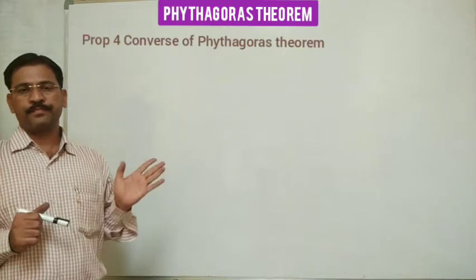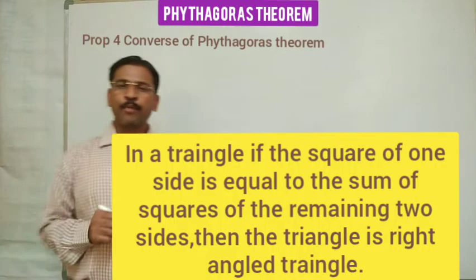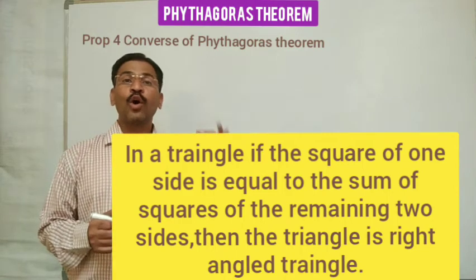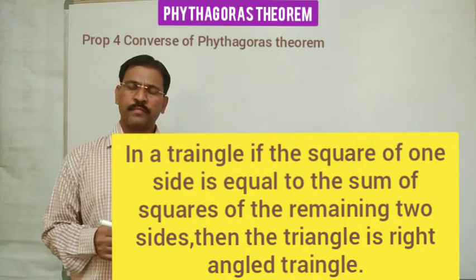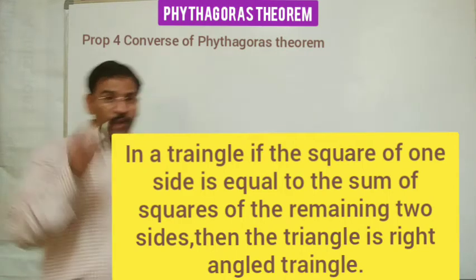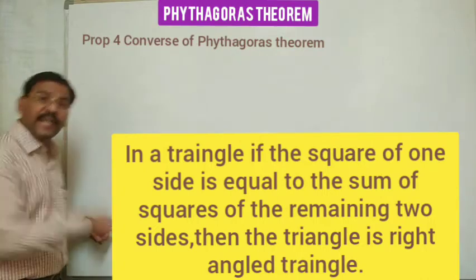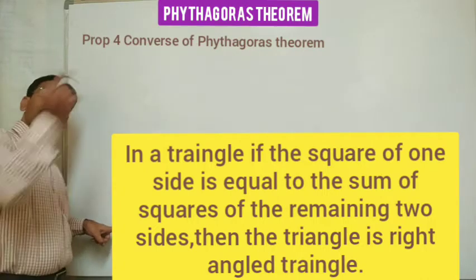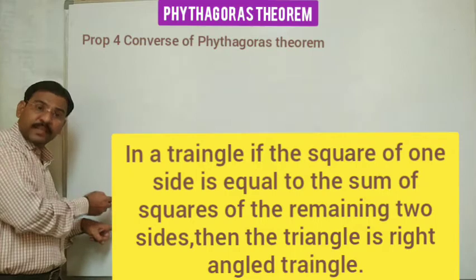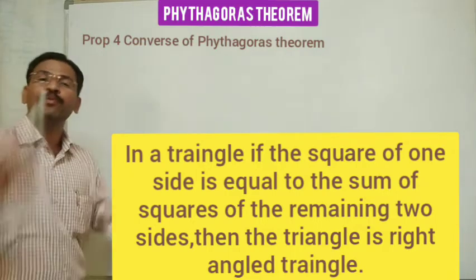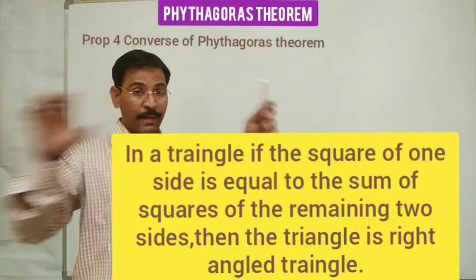Now, students, we'll take the next theorem, which is the Converse of Pythagoras. Converse means what we proved now is what was given previously, and what was given previously is what we have to prove. Look at the statement.